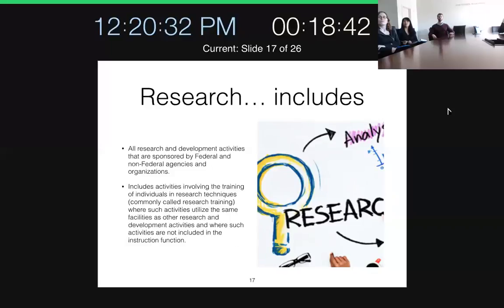The way I look at it with research, if it looks like research and sounds like research, it's going to be research.